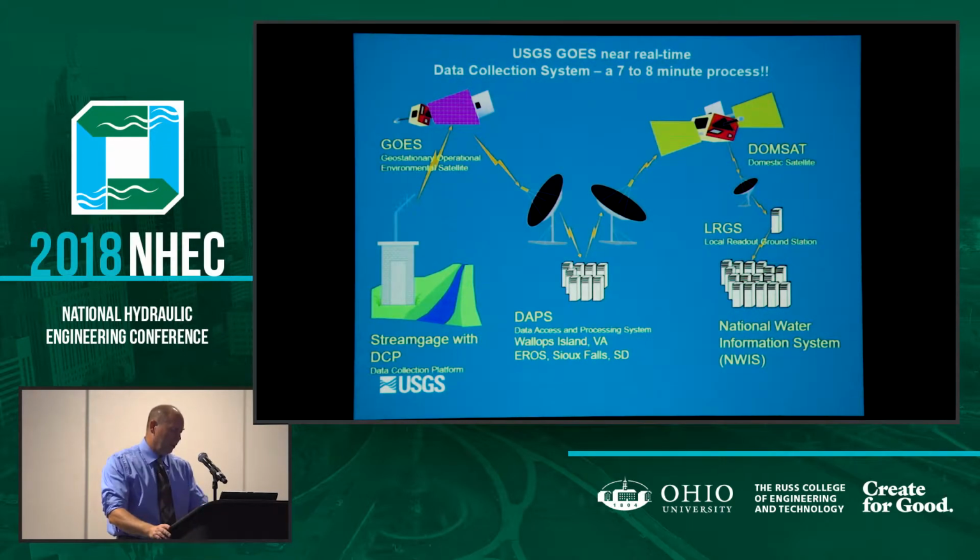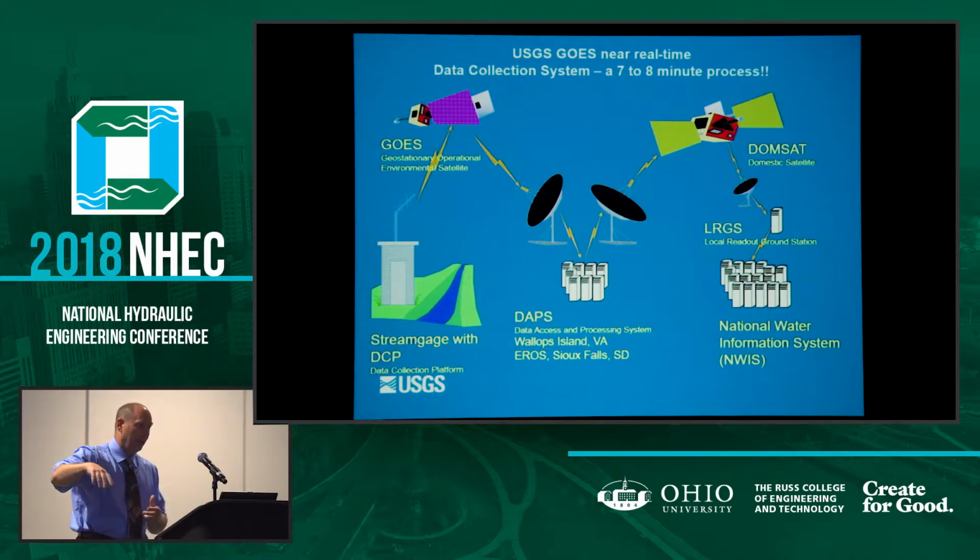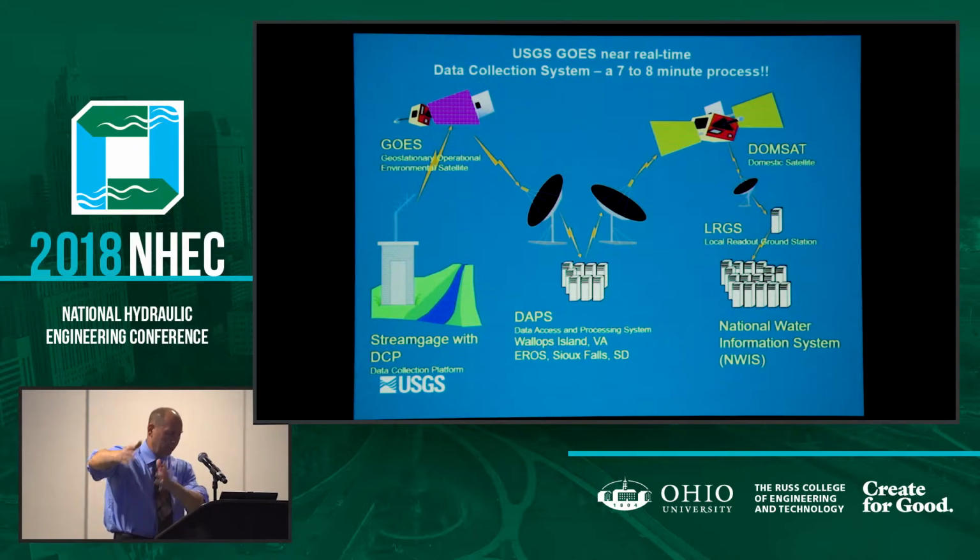So the DCP on the far left there, the gauge will collect the data. It'll shoot that signal up to GOES. From there, it'll go down to DAPS, which is a data processing system. That's in Wallops Island, Virginia. That's the one that we use on the East Coast here. And then from there, it'll get decoded, sent back to a local satellite. And then from there, the local satellite will transmit it back down to a local ground station. And then it goes into our NWIS, or our National Water Information System.